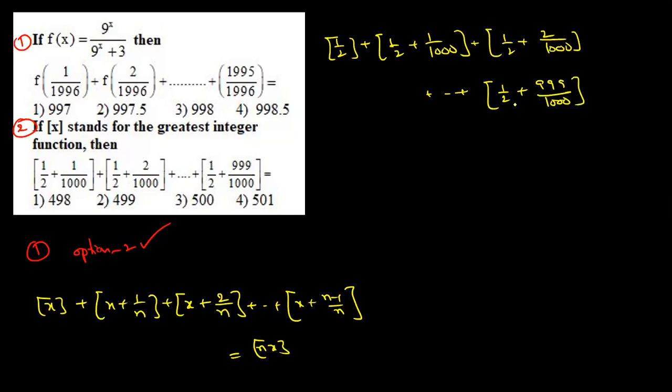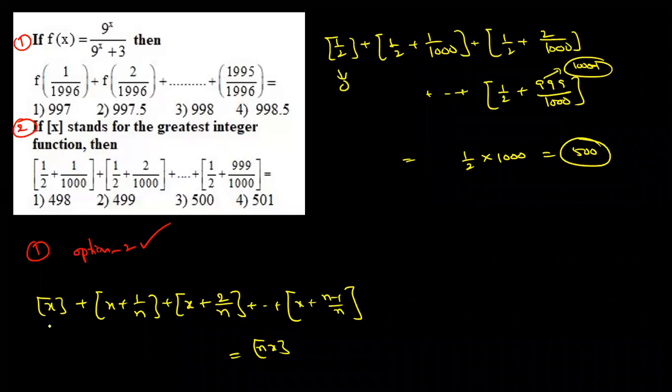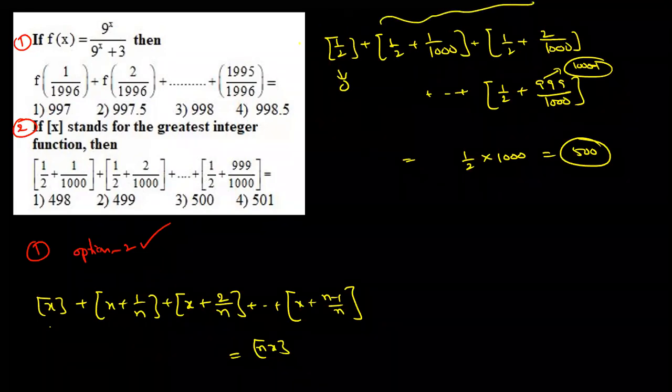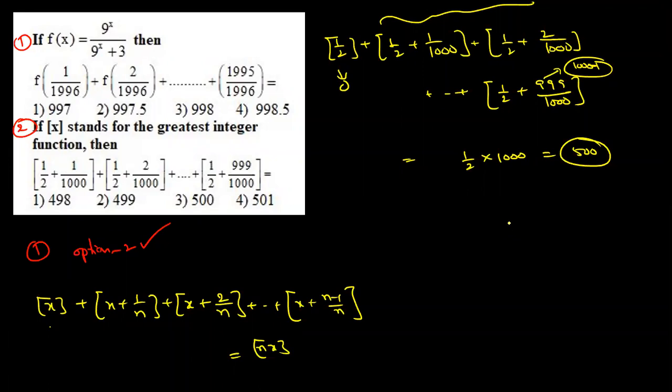What is the answer? Anyone can guess? 999 means how to write? 1000 minus 1. What is the answer coming? 1 by 2 into n means 1000. So the answer is how much? 500. The first term is 0 actually, adding extra points, that part is not there. But anyhow, the integral part of 1 by 2 is how much? 0, adding. So the first term is what here? Adding 0. So option is C.